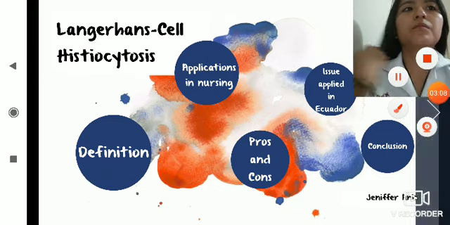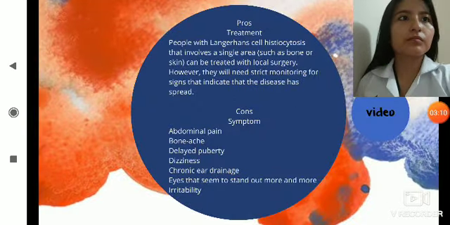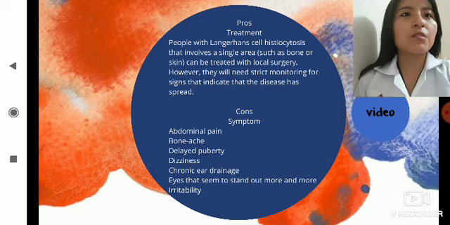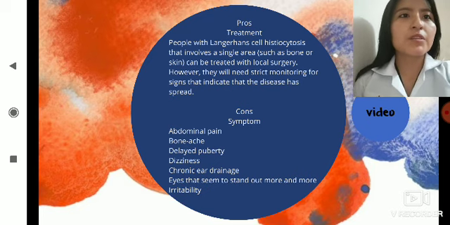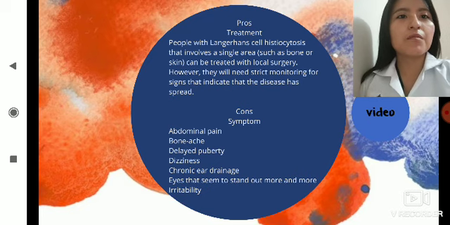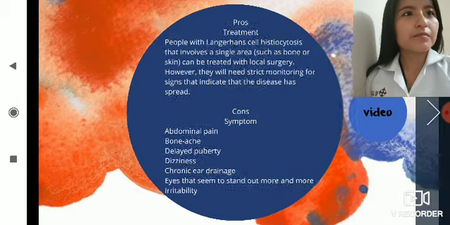Pros and cons. Pros. Treatment. People with Langerhans cell histiocytosis that involves a single area can be treated with local surgery. However, they will need strict monitoring for symptoms that indicate that the disease has spread. Cons. Symptoms: abdominal pain, bone age, delayed puberty, dizziness, chronic ear dryness.